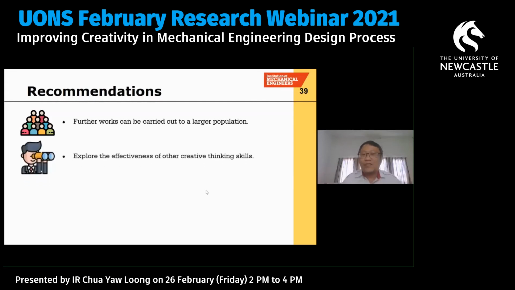Then we should be looking into the effectiveness of other creative thinking skills. My work is only on these 7 skills. As I mentioned, there are more than 20 skills out there. Has there been a lot of research on the effectiveness of all these skills? Not much work has been done yet.